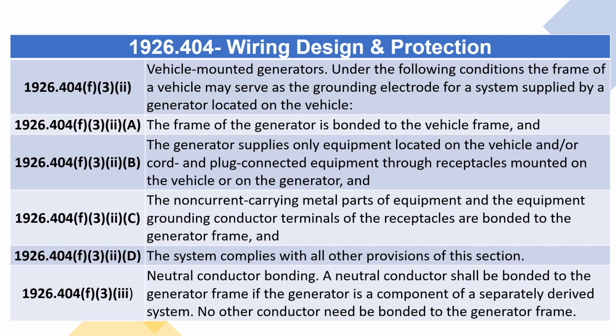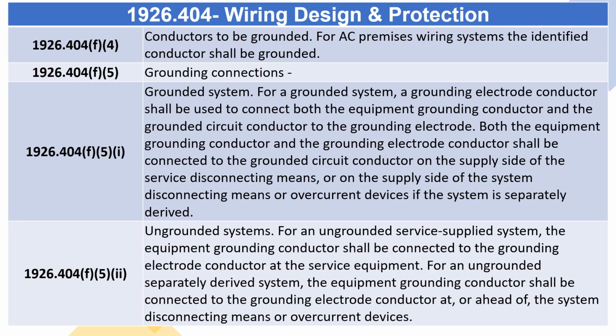1926.404 F3 Neutral conductor bonding. A neutral conductor shall be bonded to the generator frame if the generator is a component of a separately derived system. No other conductor need be bonded to the generator frame. 1926.404 F4 Conductors to be grounded. For AC premises wiring systems, the identified conductor shall be grounded.